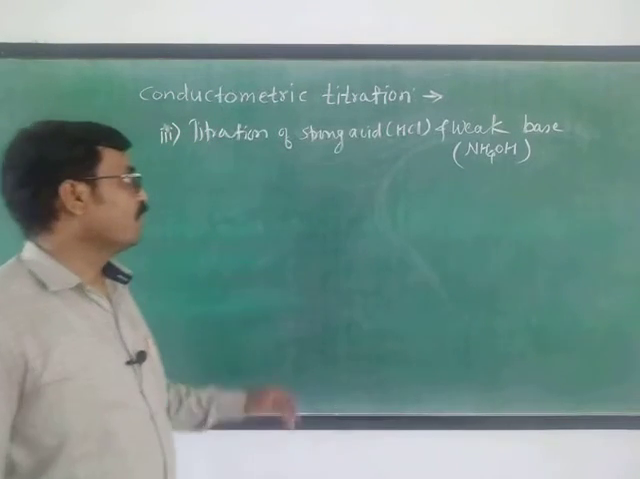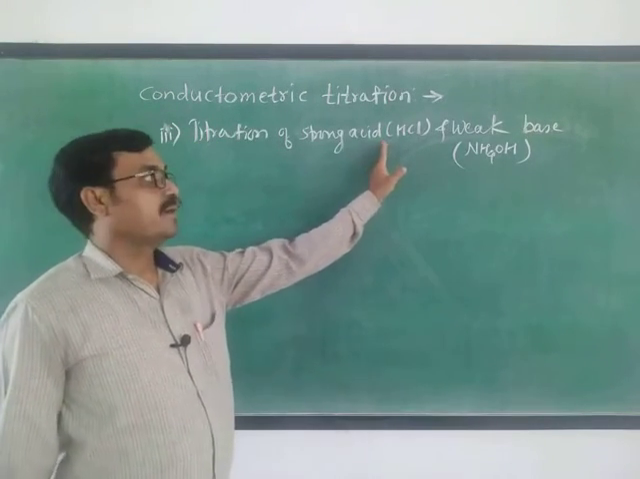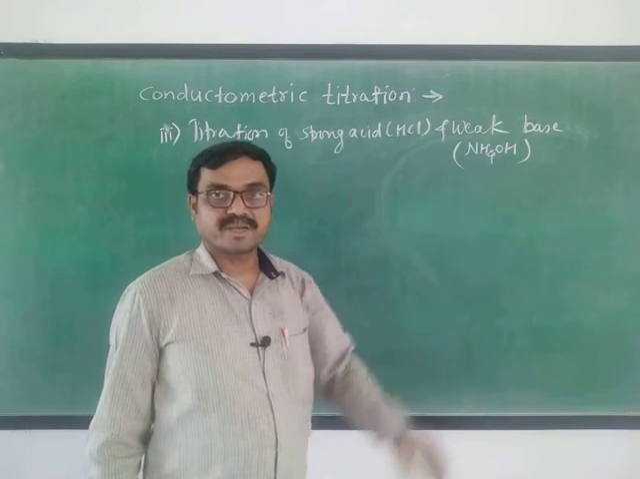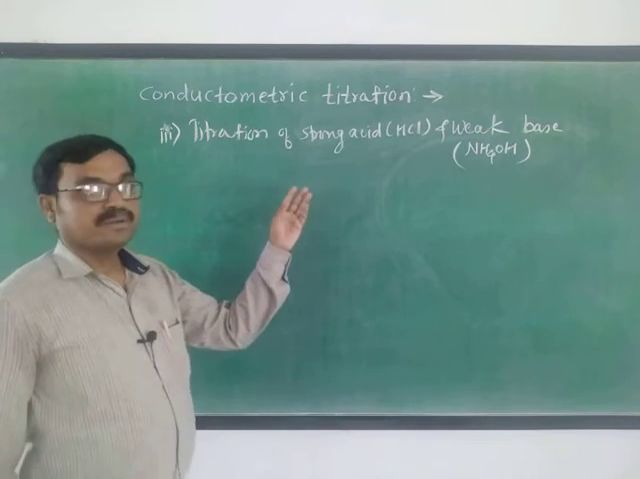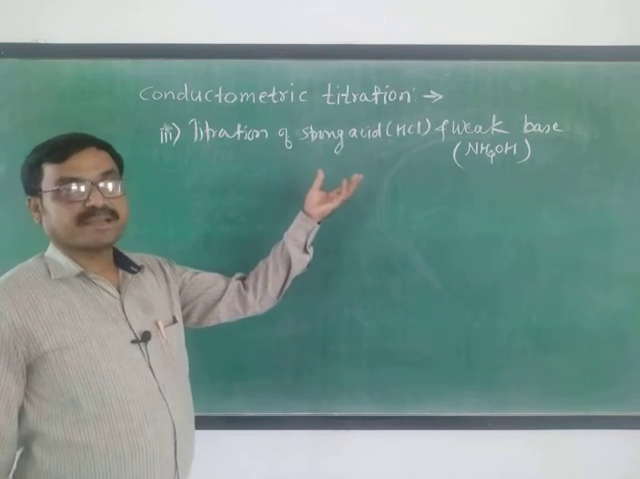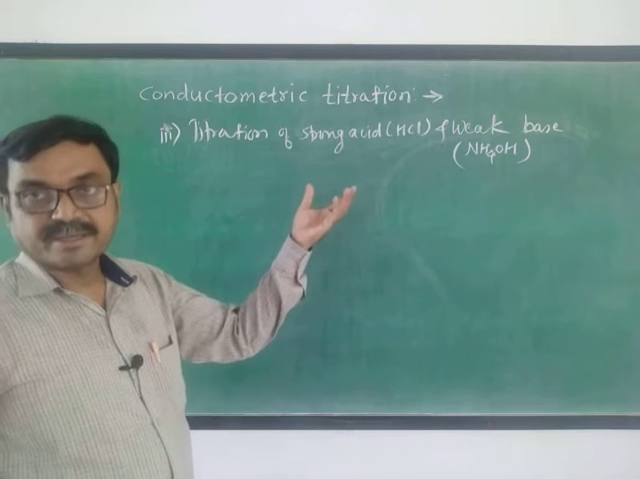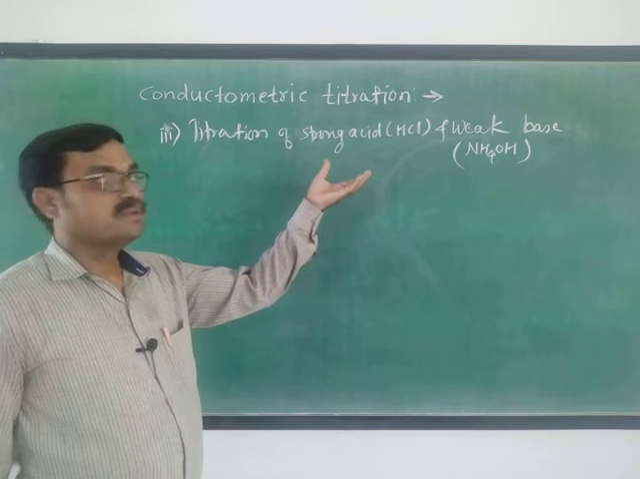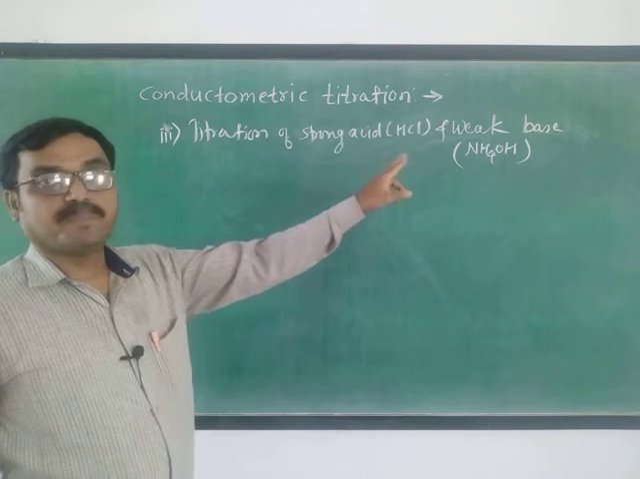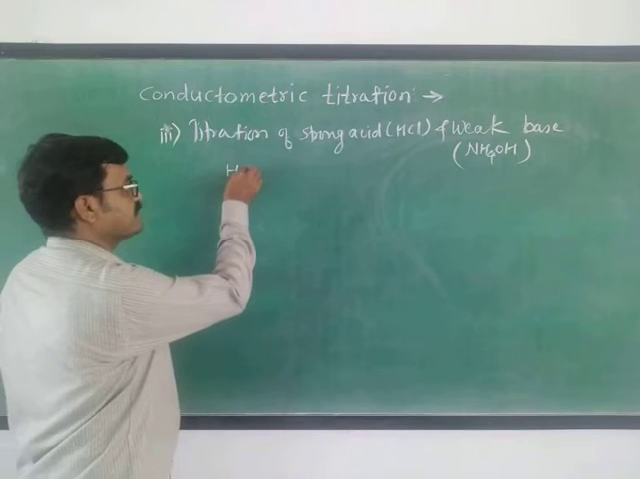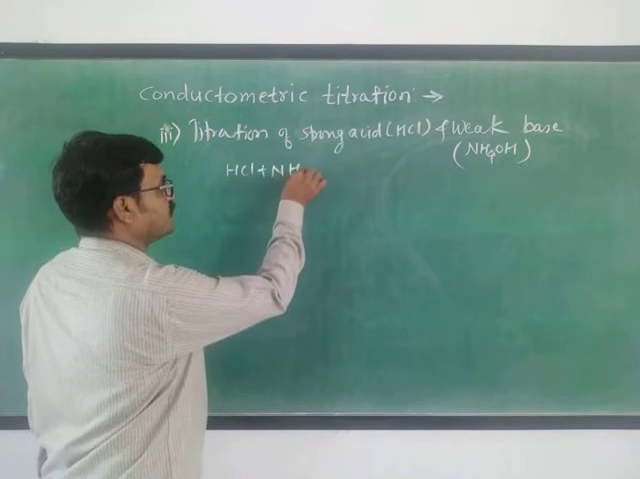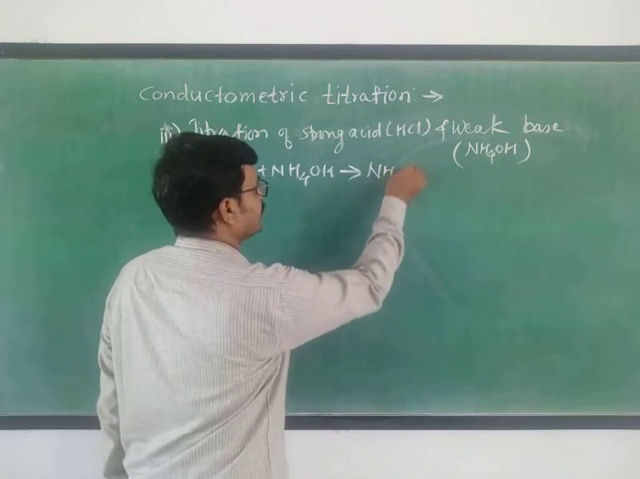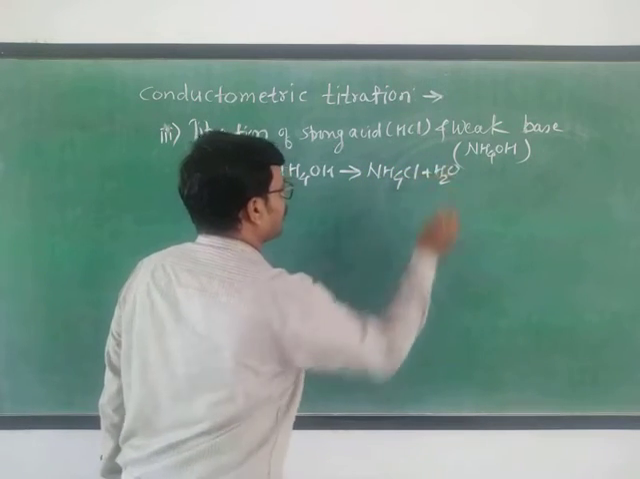See, titration of strong acid HCl and weak base NH4OH, that is ammonium hydroxide. Initially in the beaker, acid is taken. That's why its conductance is somewhat high because HCl is a strong acid. Now, on addition of weak base, what happens? This HCl reacts with NH4OH and gives NH4Cl. This salt is formed along with water.